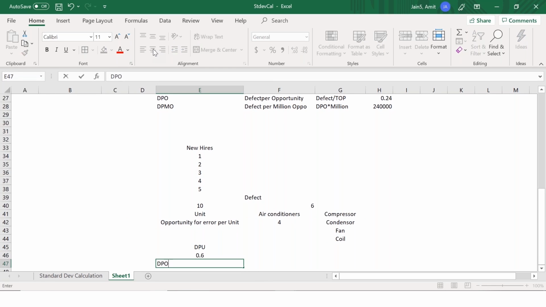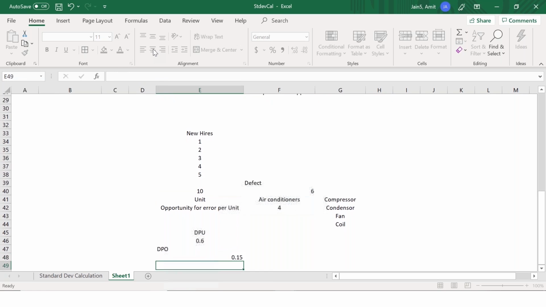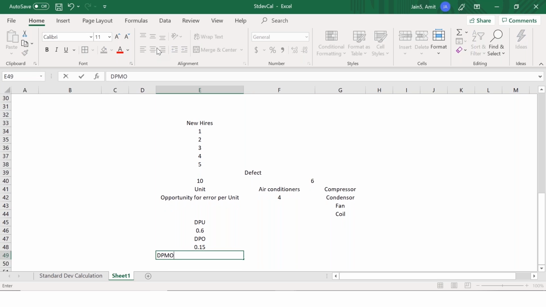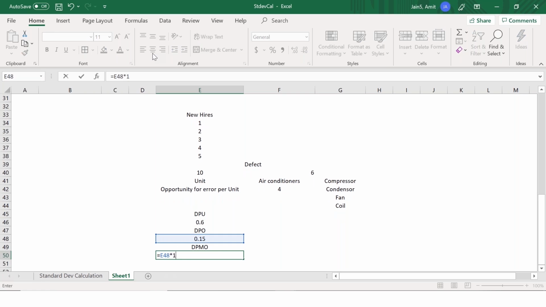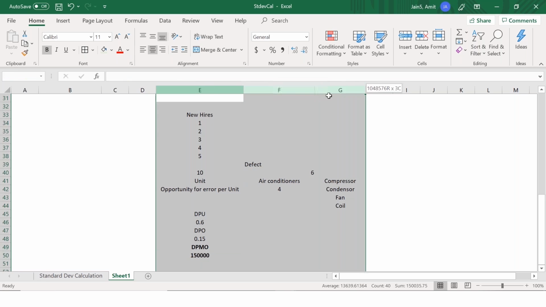But DPO in this case would be different, because it's going to be 6 divided by total opportunity, which is 10 multiplied by 4, which is 0.15. So the moment the opportunity for error increases, the DPO value would be way lesser than the DPU value. And then when you multiply by 1 million, 150,000 is the DPMO value. Okay, so this is how you would calculate DPU, DPO, and DPMO.